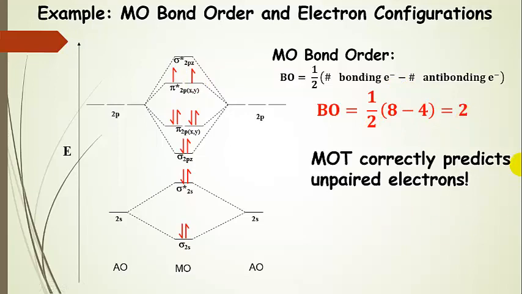And that matches the Lewis structure. But notice that MOT correctly predicts these unpaired electrons. So remember, when we started this discussion, we said that oxygen must have unpaired electrons because it's paramagnetic and it's attracted to a magnetic field. So experiment demonstrates that, but we didn't have a way to show that electrons are unpaired in the oxygen molecule until we started working with MOT. And so we can see that molecular orbital theory does correctly predict that.